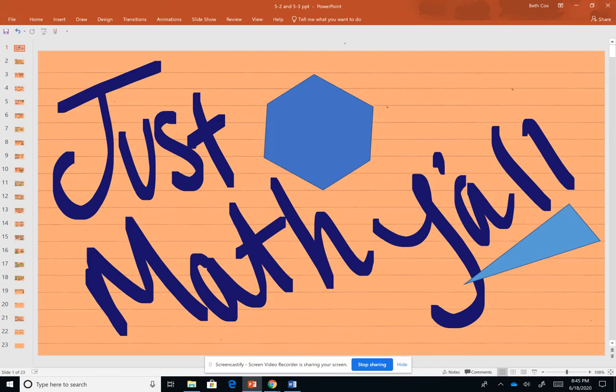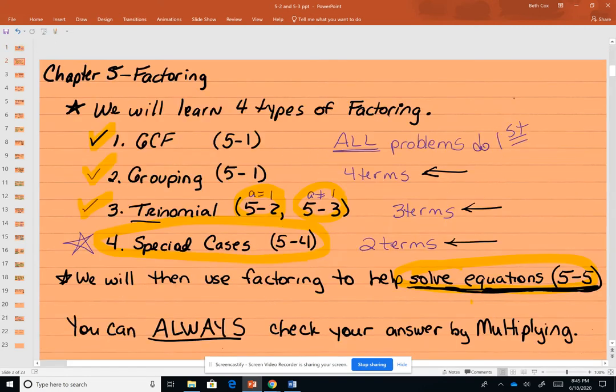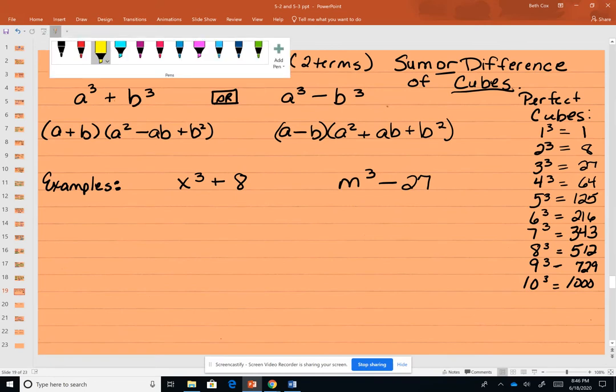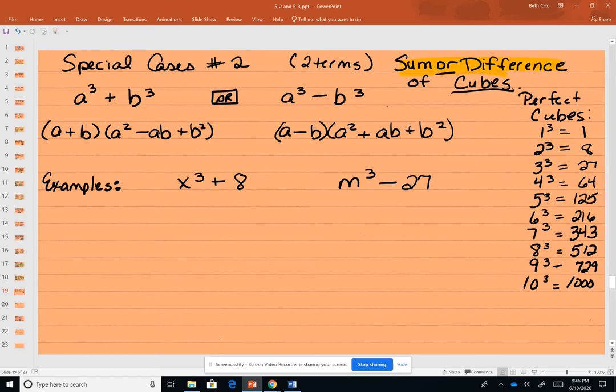Today, we're going to do special cases number two. I've already done special cases number one. Just a refresher, we've done GCF, grouping, and trinomials, and now we're doing special cases. We have to look at two terms. Special cases number two is called a sum or difference of cubes.